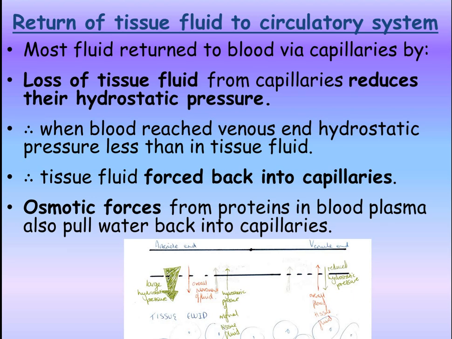And also, just the fact that you've got less liquid in the venule end now means that there is less hydrostatic pressure, because you've got less liquid in the capillaries, so there isn't that push from the hydrostatic pressure anymore. It's largely reduced. You can see the green arrow at this side is a lot bigger than the green arrow at this side, because the liquid is all being forced out at this end. There's hardly any liquid left at this end, so the hydrostatic pressure is largely reduced.